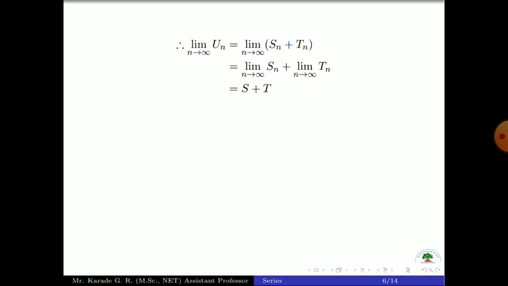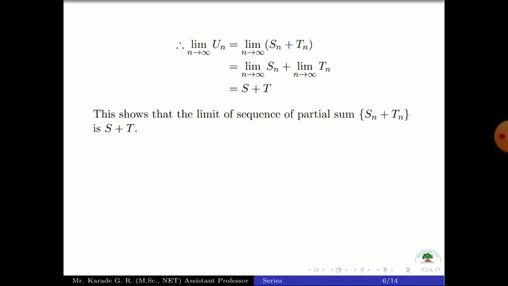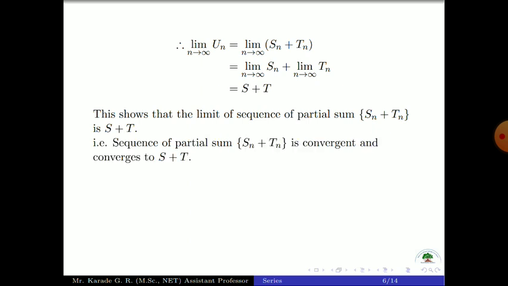Let us take the limit of un as n tends to infinity. It is equal to the limit as n tends to infinity of Sn plus Tn, since un is nothing but Sn plus Tn. This is equal to the limit of Sn as n tends to infinity plus the limit of Tn as n tends to infinity, which is S plus T. This shows that the limit of the sequence of partial sums Sn plus Tn is S plus T. Therefore, the sequence of partial sums Sn plus Tn is convergent and converges to S plus T.